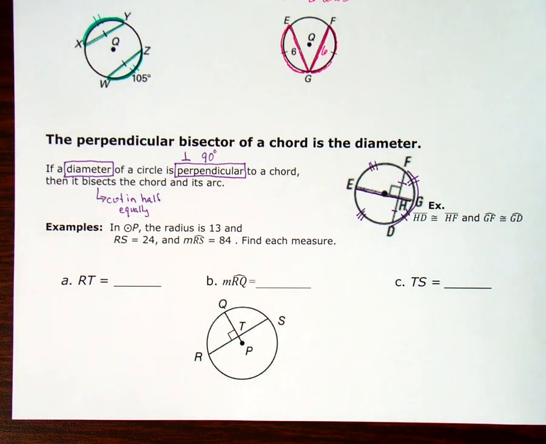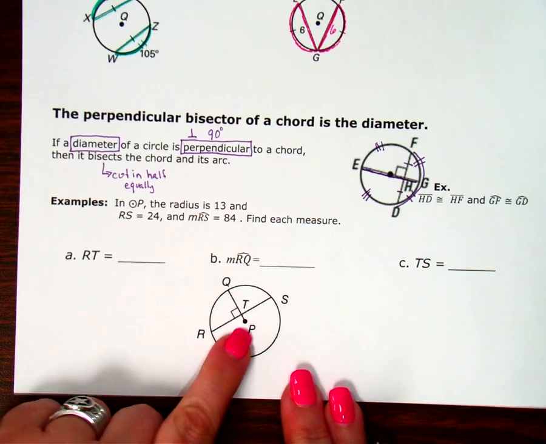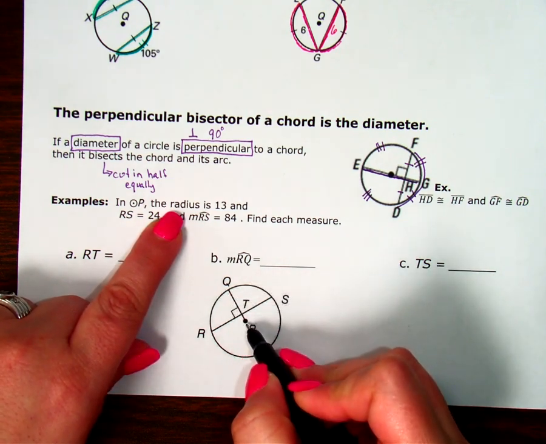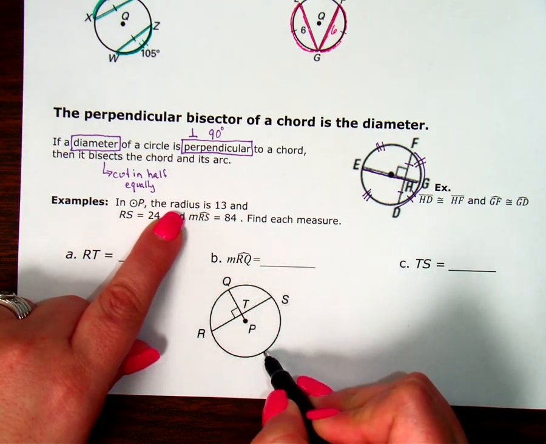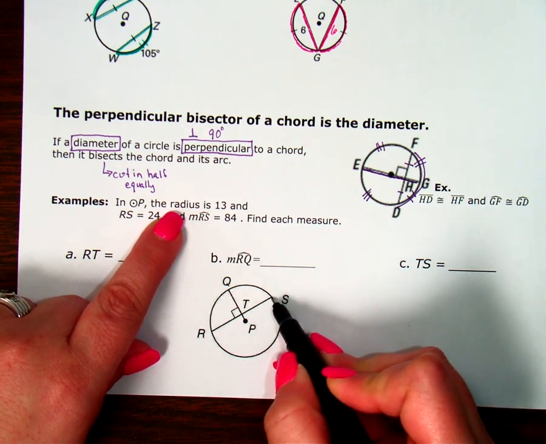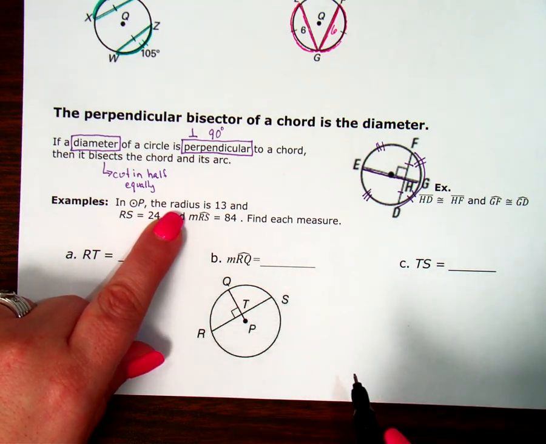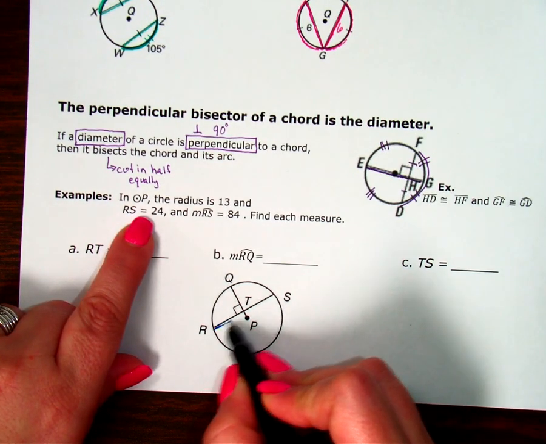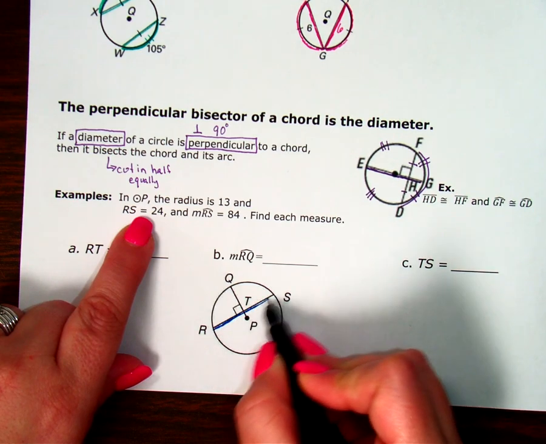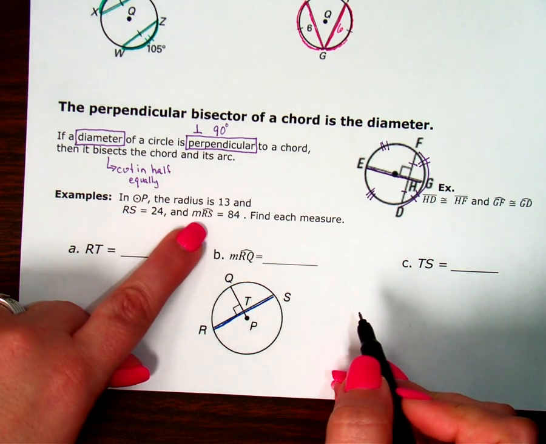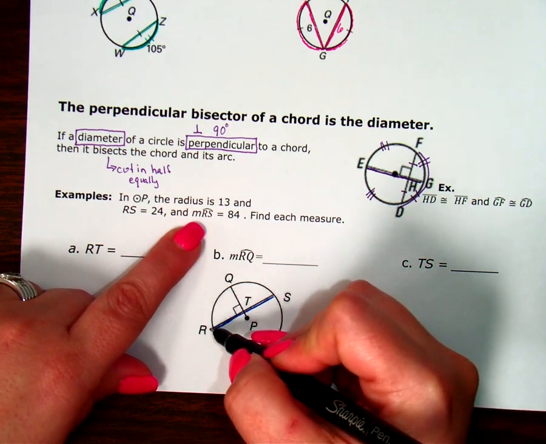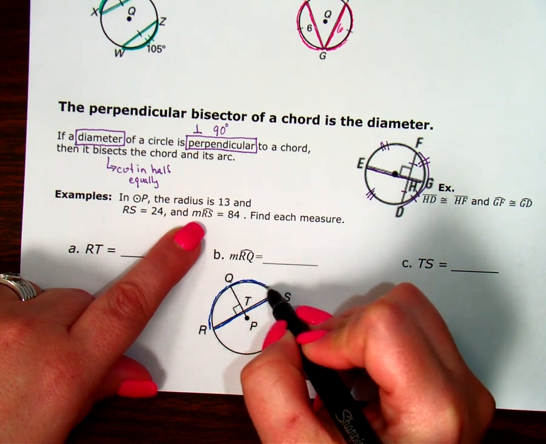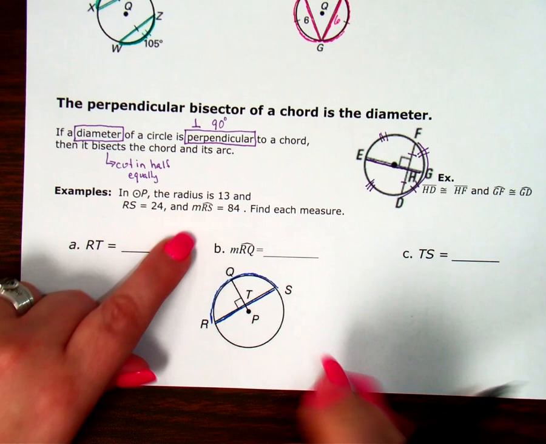In circle P, the radius is 13, so I know from Q to P is 13, and from P to S is 13, from P to R is 13. RS is 24, so RS all the way across is 24. The measure of arc RS, from R to S, is 84 degrees. Find each measure.